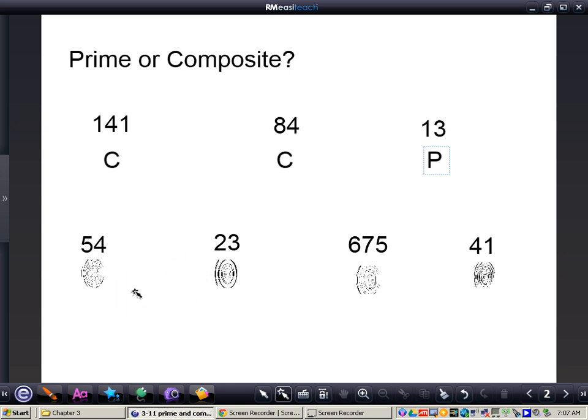Moving down to 54. I know right away 54 is even, so since that number is even, I don't have to really go through my divisibility rules at all.